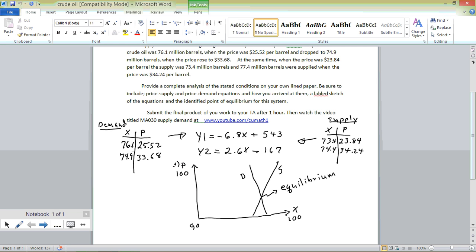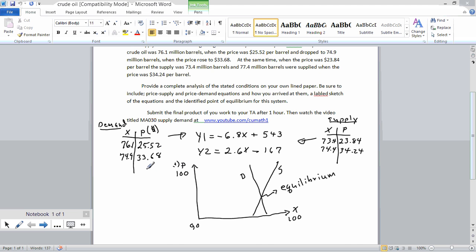It says that 76 and 1/10 million barrels of oil could be sold at a price of $25.52. You can see that the number of units sold went down to 74 and 9/10 million when the price, which is a dollar thing, went to 33.68 per barrel. If this wasn't stated, it would be obvious, and you should be able to pick that up based on the fact that as the units decrease, the price increases.